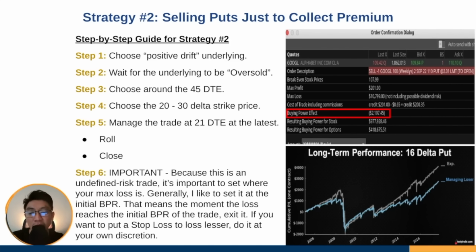Generally, I like to set it at the initial buying power requirement, BPR or BPE, depending on what your platform says. BPE is basically the amount that the broker holds for you to put on this trade. So let's say you put on a short put for this underlying down here, and this underlying, I just use an example, is Google. It gives you a buying power effect of negative 2,197. That means this is your initial BPR. So if the loss on this trade hits around $2,197, you want to exit the trade. Just close the trade, take the loss.